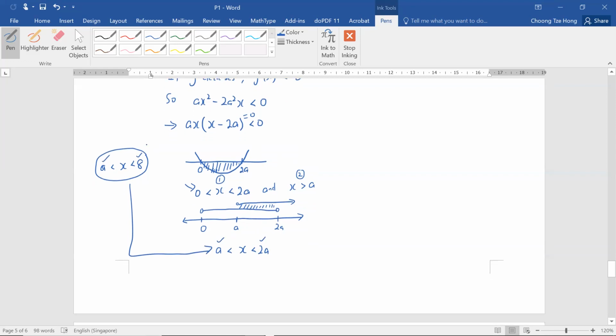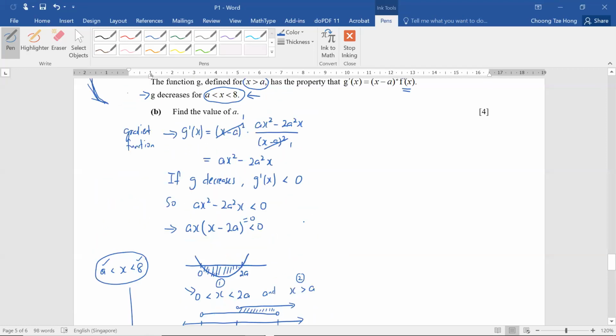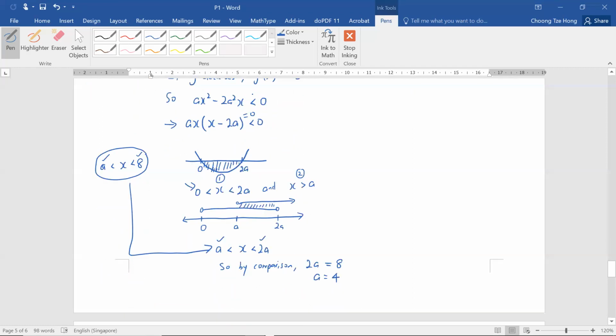By comparison, 2a will be equal to 8, and then a will be equal to 4. And this is basically what they want us to find, the value of a. This is not a very typical question, but at the same time, if you know your concepts well, then it's actually not a difficult question as well. So I hope this explanation is clear for you.